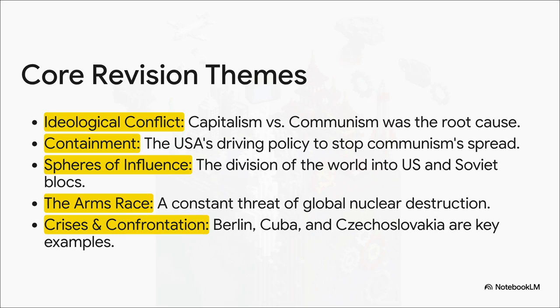Third, spheres of influence. Know how the world was divided up. Fourth, the arms race and the threat of nuclear war. And finally, have your key examples ready. Berlin, Cuba, Hungary, use them as evidence. If you can explain these 5 themes, you are building a fantastic answer.